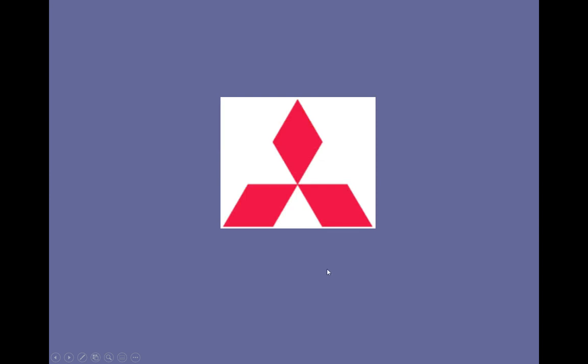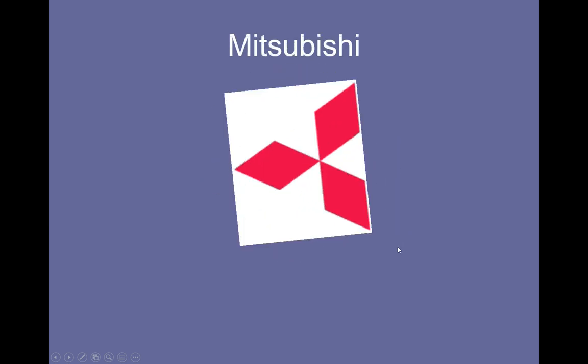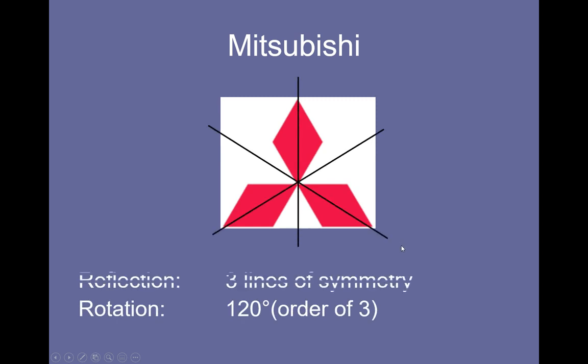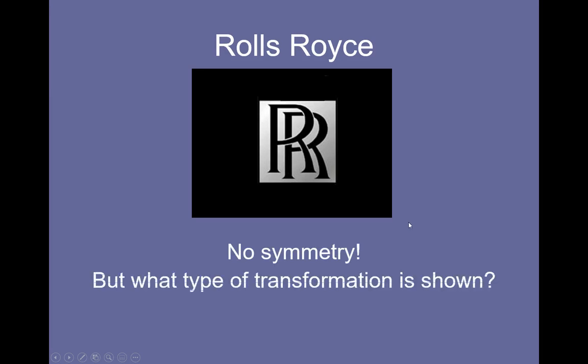Oh, Mitsubishi. 3 lines of symmetry. Rolls-Royce. No symmetry, but it has a translation.